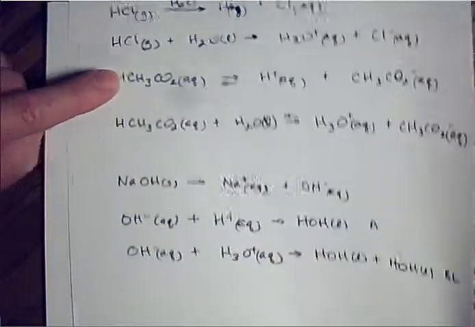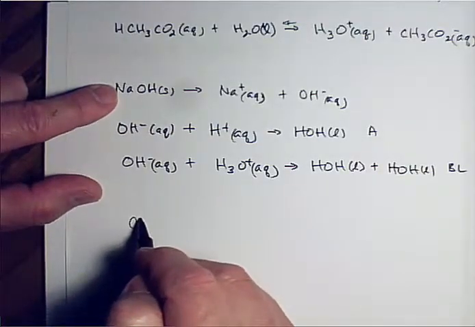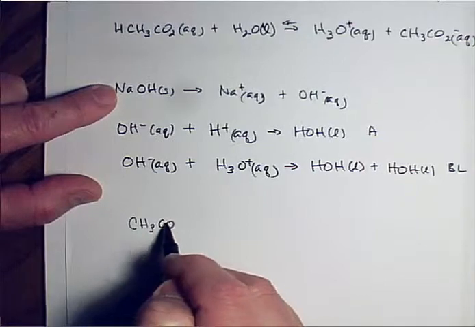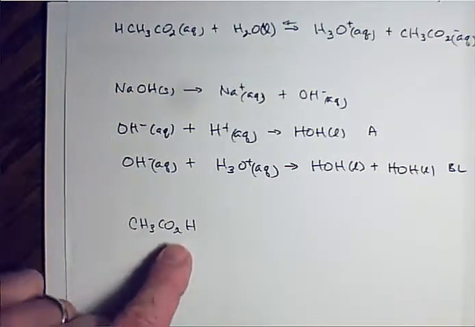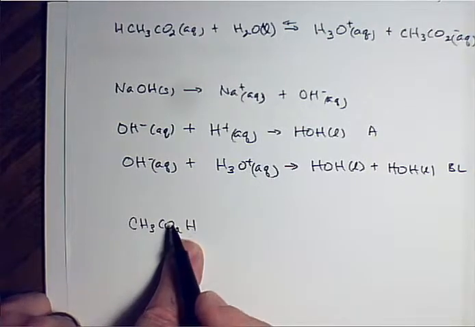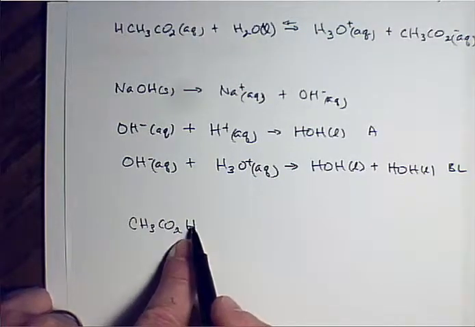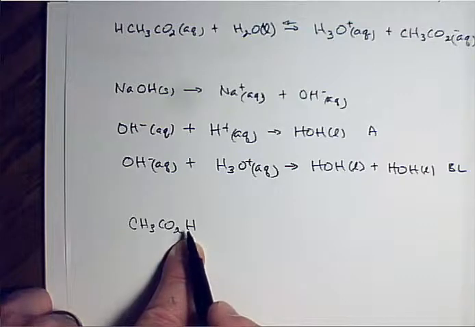In reality, acetic acid probably ought to be written more like this, which is the way that an organic chemist would write it, because the hydrogen ion is actually attached to an oxygen. That's the hydrogen ion that pops off to form an acid.